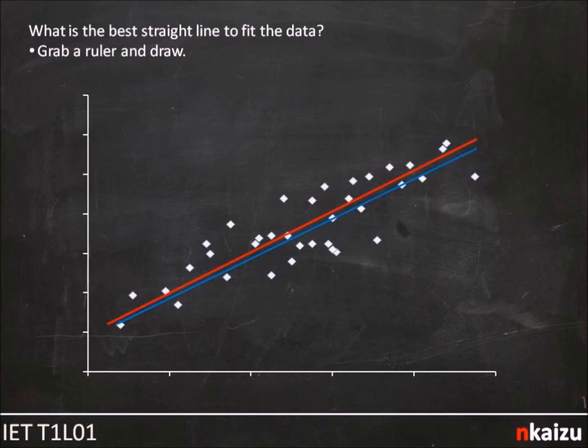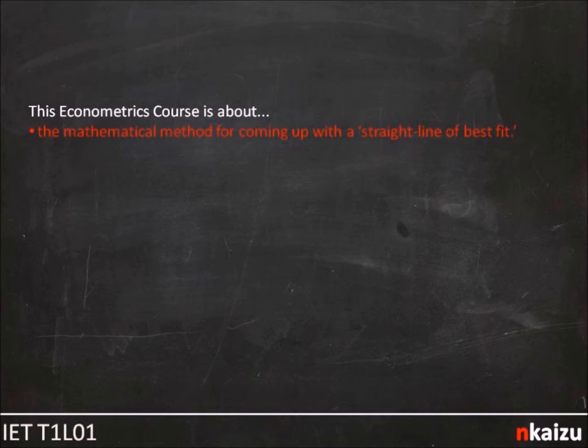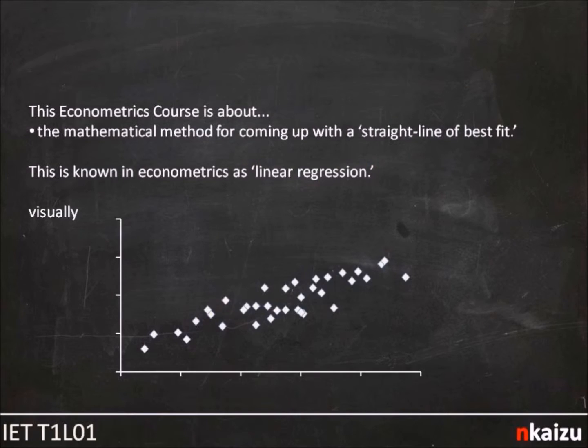But what about now? Suddenly it's not obvious which is better, the red or the blue. Rather than just using one's eyes, we would instead try to be a bit more rigorous in finding the best fitting straight line. Therefore, econometrics is about the mathematical method of coming up with this straight line of best fit. The fancy maths name for this is linear regression. Visually, the process is you take some data, and then you do linear regression to get your regression line, or in layman's language, your straight line of best fit.